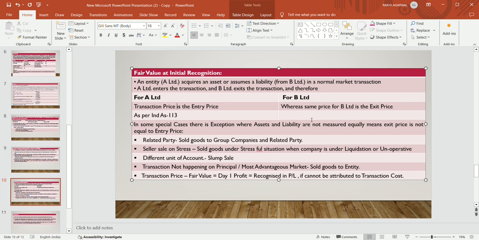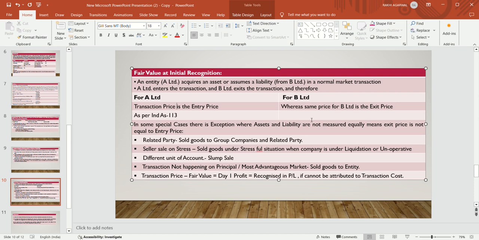Now, different units of account: slump sale. A unit of account is to be sold by the entity as a slump sale. Slump sale means as a whole, as one division is to be sold. In its books, the seller is selling it as a division, but the entity purchasing that division will recognize separately the items which they purchased in their books. They will not recognize it as a slump purchase. The seller recognizes in his books a slump sale, selling as a unit, but the person purchasing that unit will recognize each and every item separately in its books.